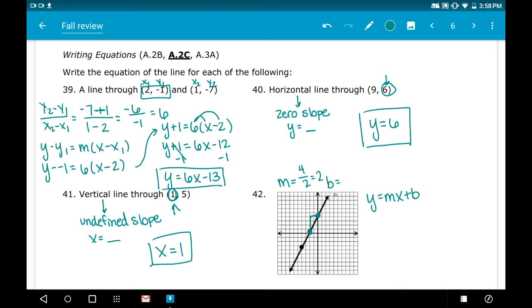Now my b is my y-intercept, so I look at where it hits the y-axis, which would be at 4, so b equals 4. Which means my final equation here is y equals 2x plus 4.